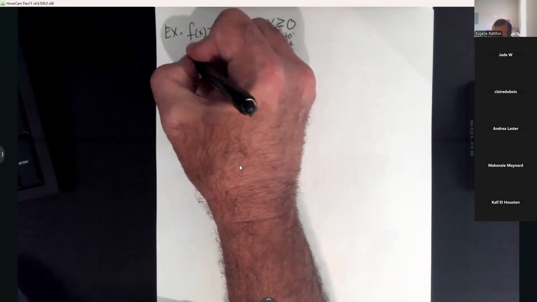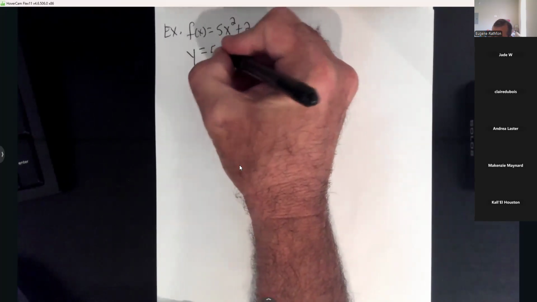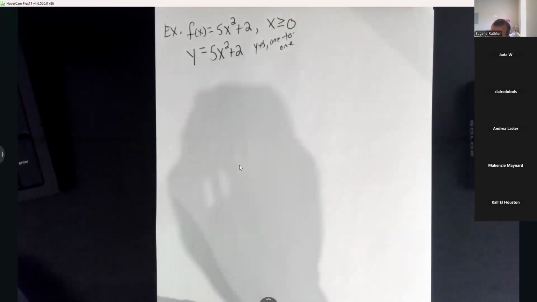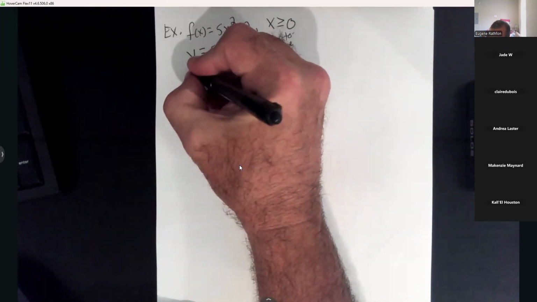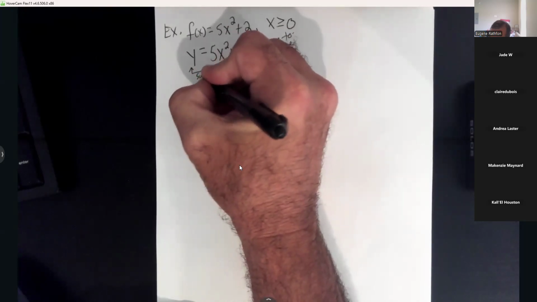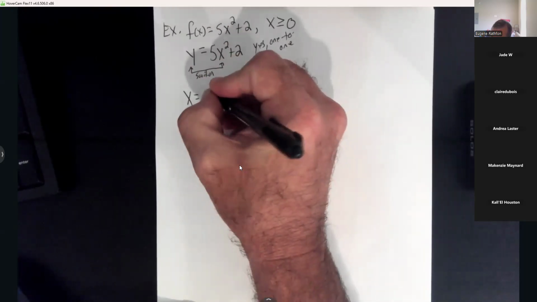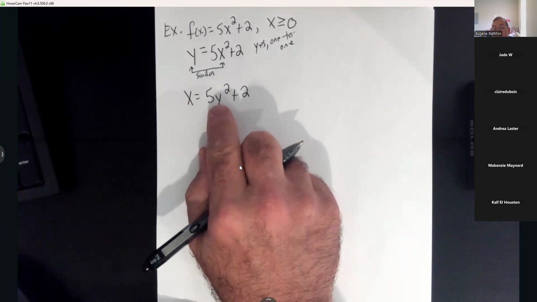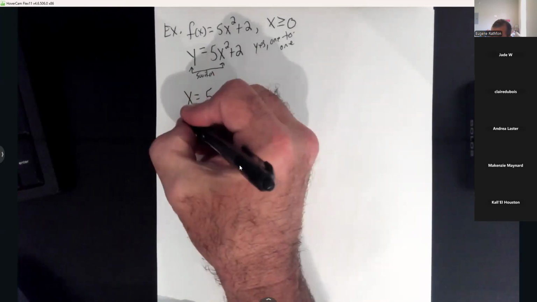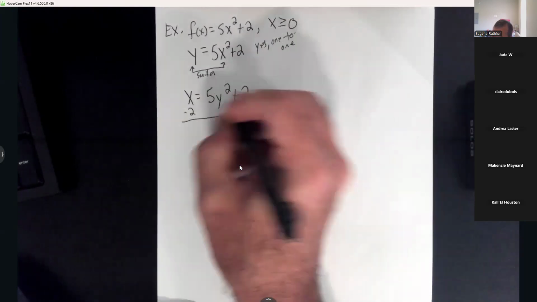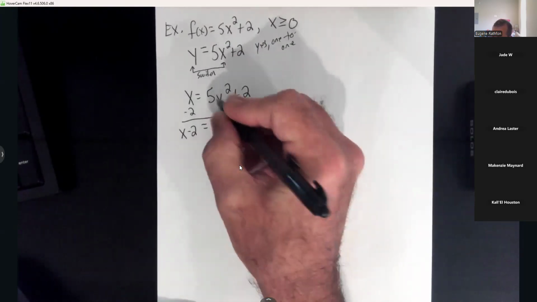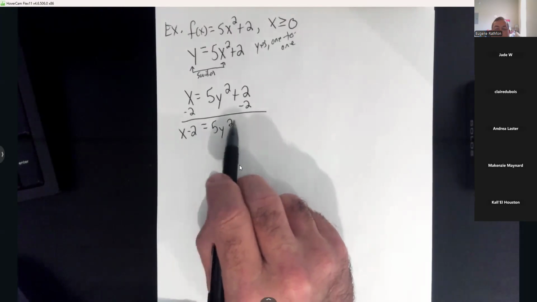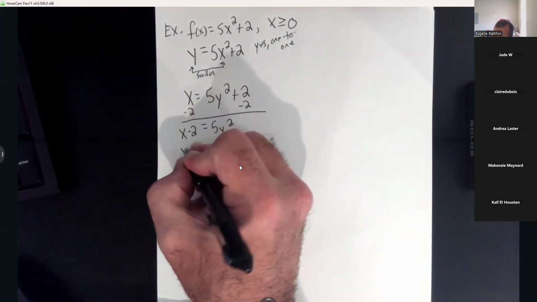We're going to replace f of x with a y. All right, switch to x and y. So I'm going to get x equals 5y squared plus 2. So now it's just a matter of solving for y. So subtract 2 first. You're going to get x minus 2 equals your 5y squared. So you can't take a square root until you get to y squared by itself. So divide both sides by 5.